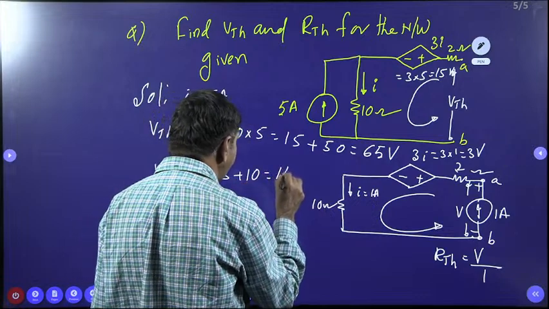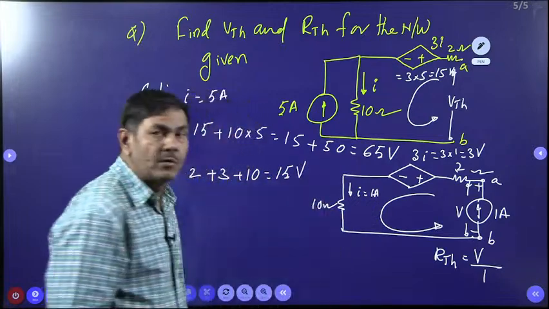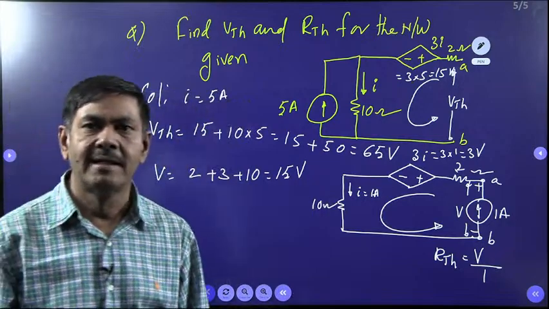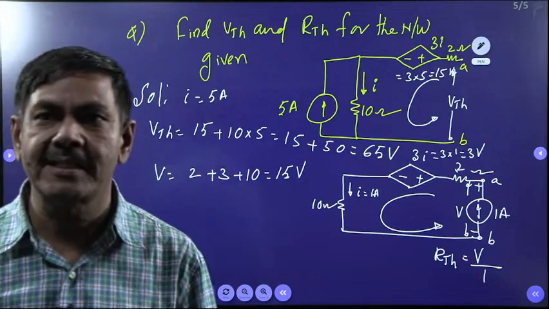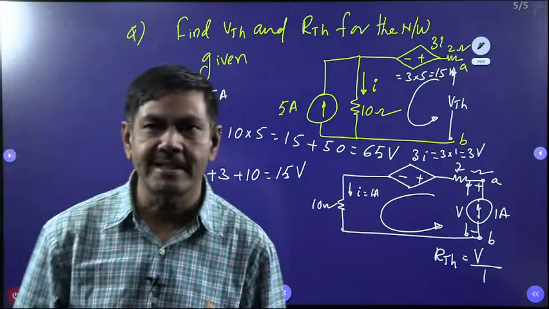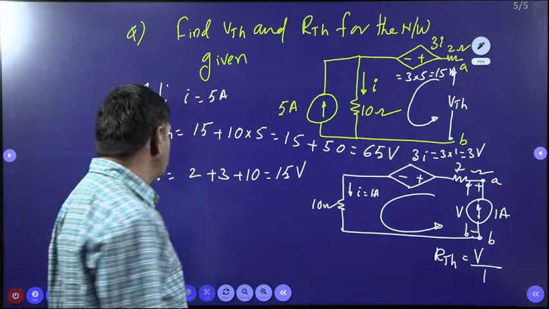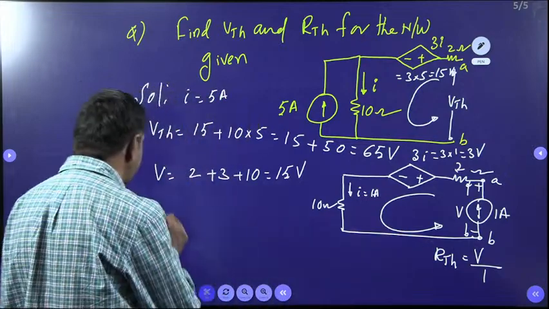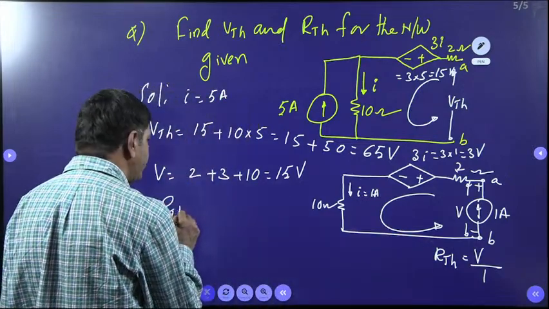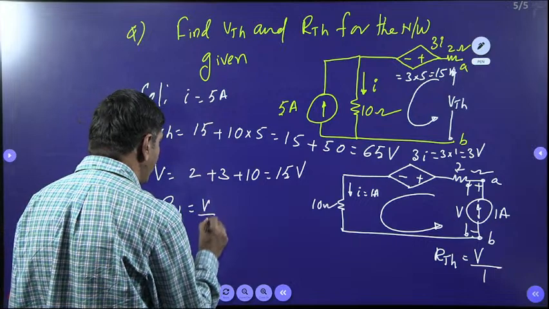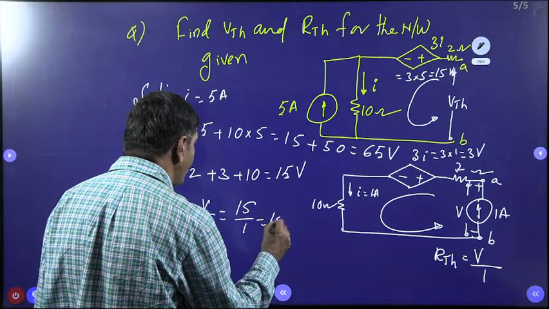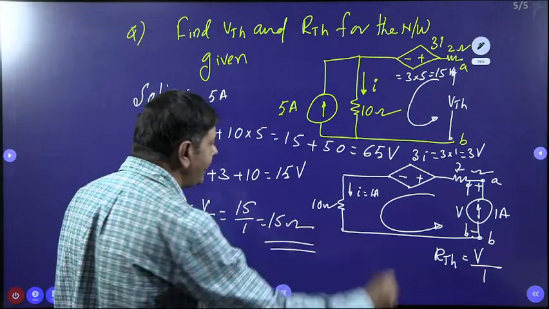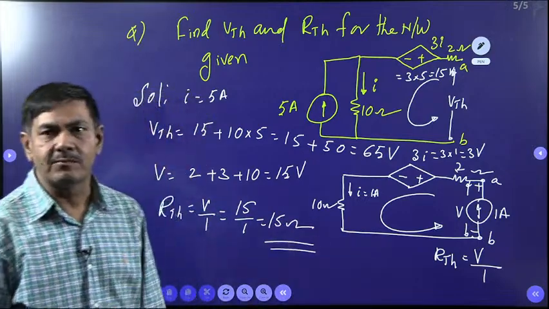Finally, I am getting 15 volts here now. The voltage is nothing but the 15 volts. By using this, you can measure RTH. So I can say RTH is nothing but V by I, V by 1. Voltage is 15 divided by 1, it becomes 15 ohms only. That much resistance is possible in this network.